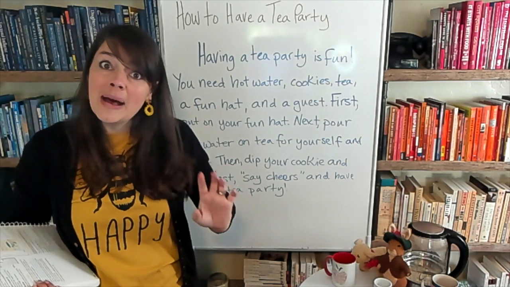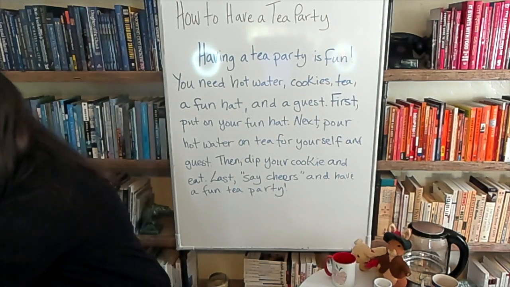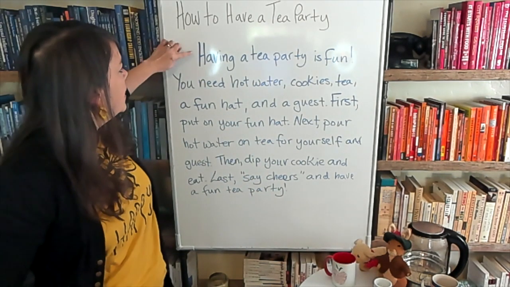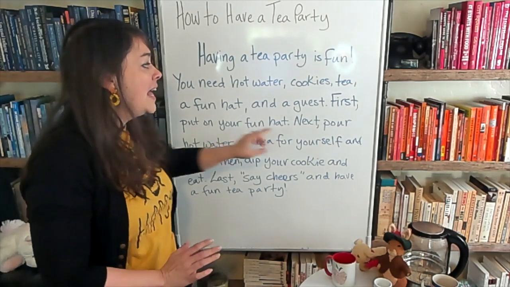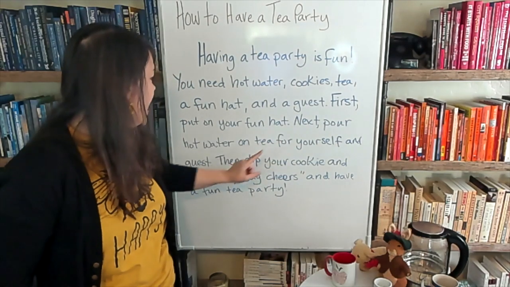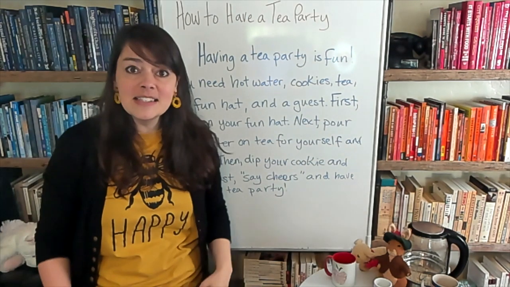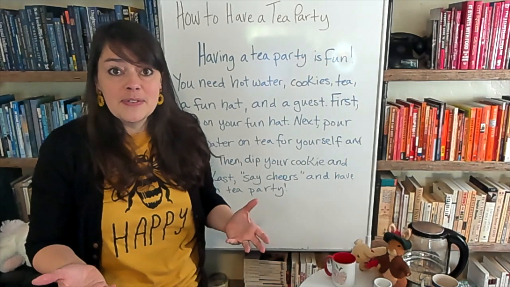Now, in a moment, my guest is going to come and we're going to do this, okay? So here's your materials. Here's your title, topic, materials. Then once you see those time order words, first, next, then, last, you know, now we're getting into the steps, the instruction steps of how to have a tea party.